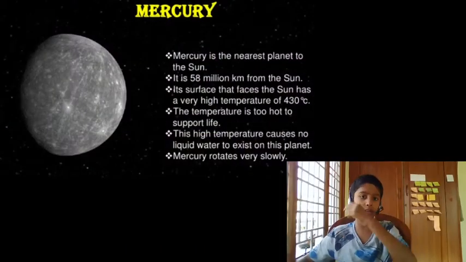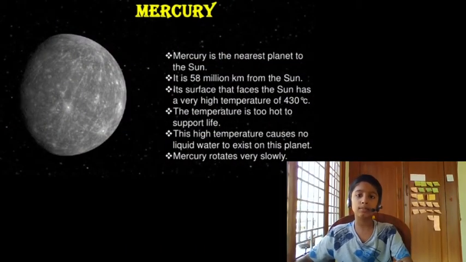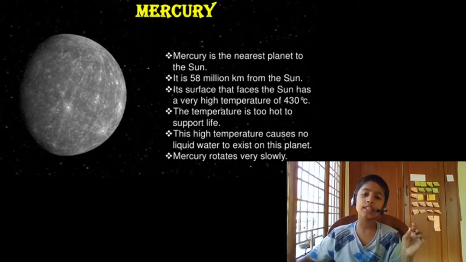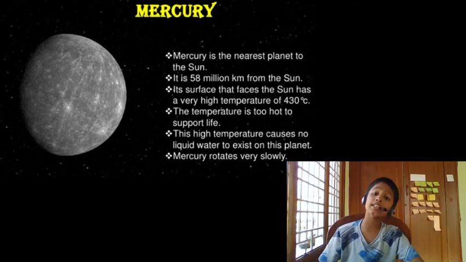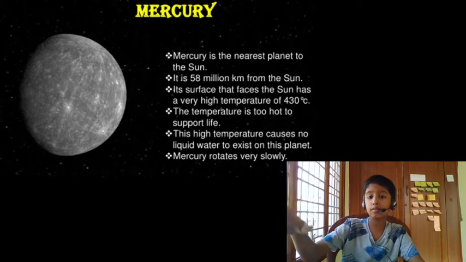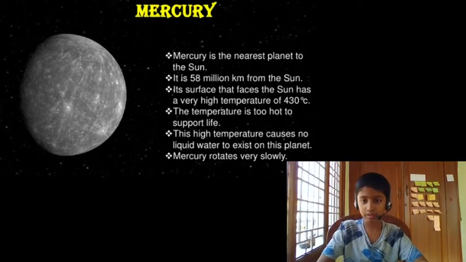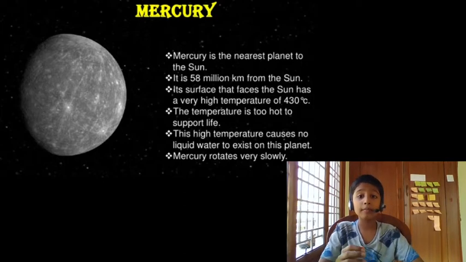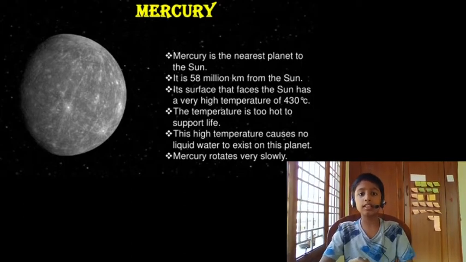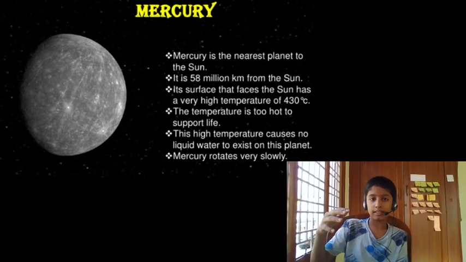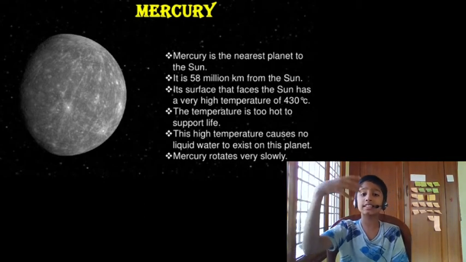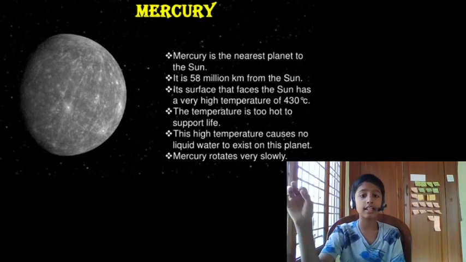So we'll see what Mercury is. Mercury is the nearest planet to the sun, and it is 58 million kilometers away from the sun, not 1000 or 10,000 or lakh, 58 million kilometers away. Its surface that faces the sun has a very high temperature of 430 degrees Celsius.